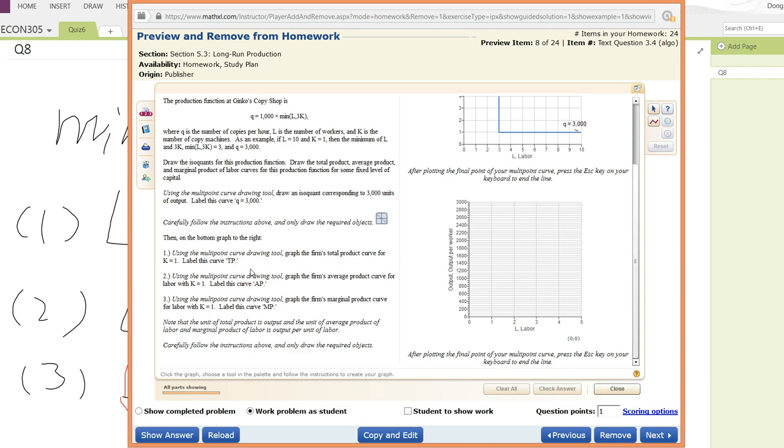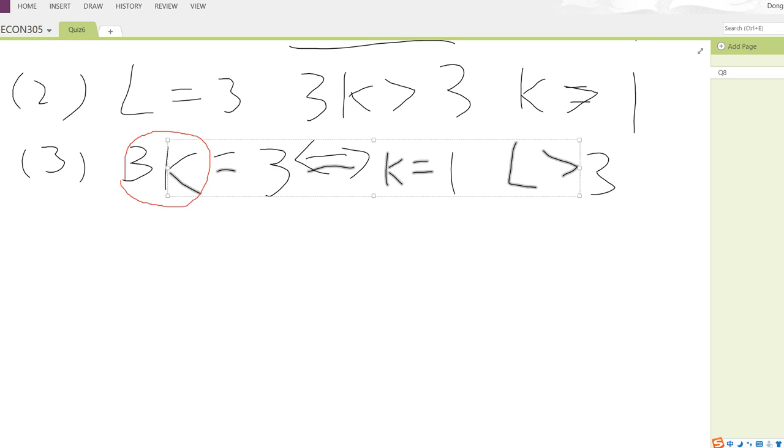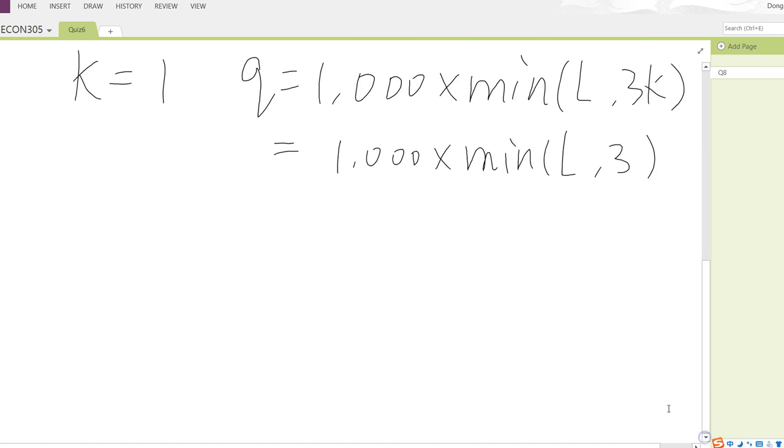So continuing, for the total product curve, when K equals 1, 3 times K is 3. So it's the minimum of L and 3. If L is less than 3, then the minimum of L and 3 equals L. And when L is greater than 3, then the minimum of L and 3 is 3. So that's basically our production function with this fixed level of capital.